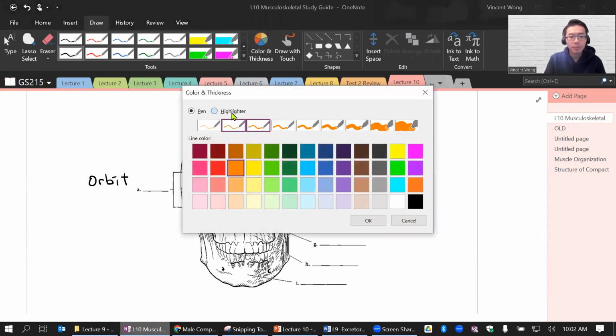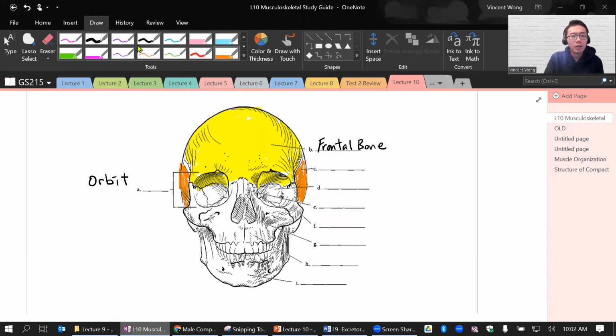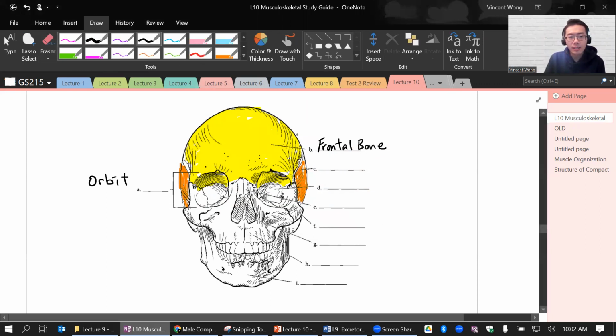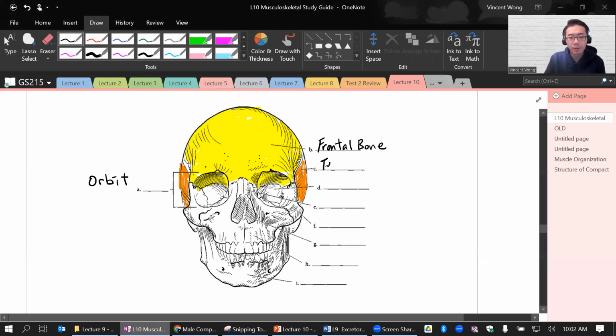Okay. What about C? What is C? Temporal bone. That is the temporal, very good. We have C on both sides. You can't see the parietal. Parietal is up here. In this view, we won't be able to see that too well. Temporal.